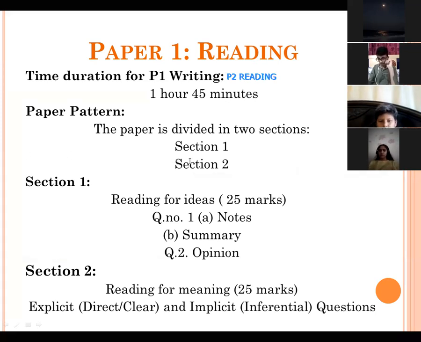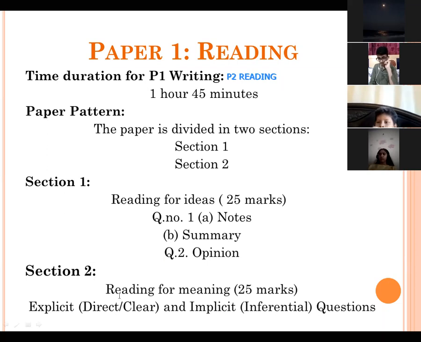Similar to paper 1, this is also divided into 2 sections, section number 1 and section number 2. In section number 1, the comprehension passage you are given is called reading for ideas. This question is going to be of 25 marks. Question number 1 is about notes making. Question number 1 part B is about summary writing. Question number 2 is usually about opinions. So we will be practicing it in detail. Then you will understand what it is all about.